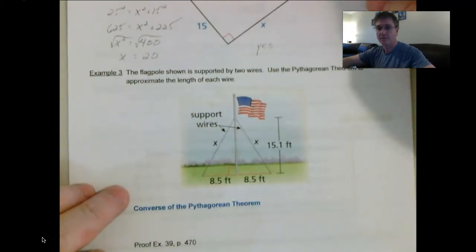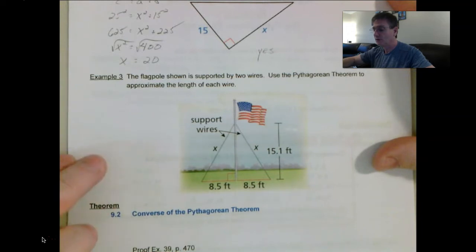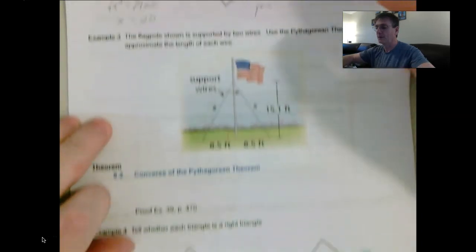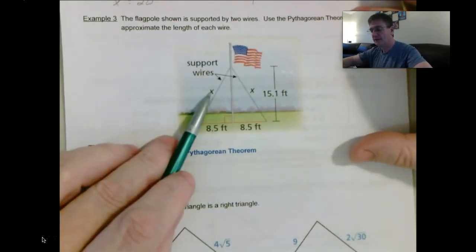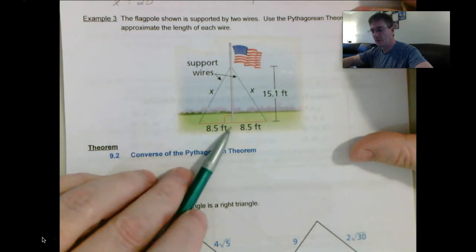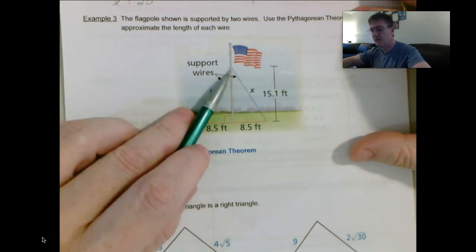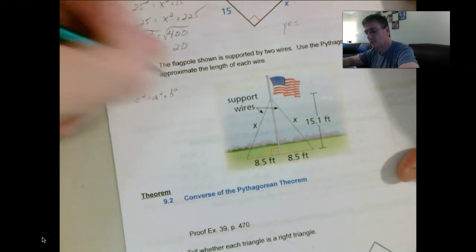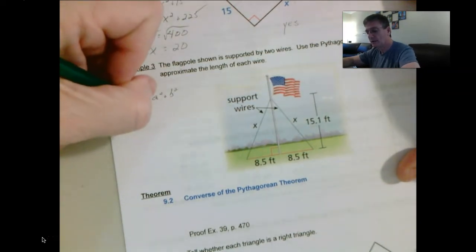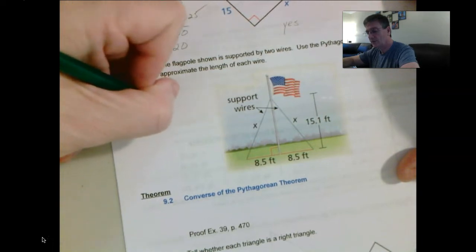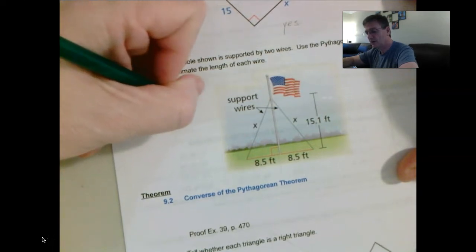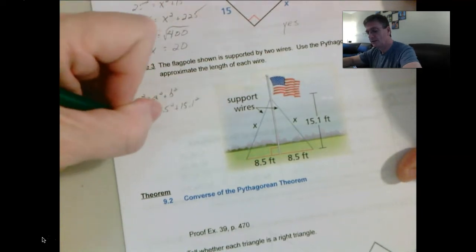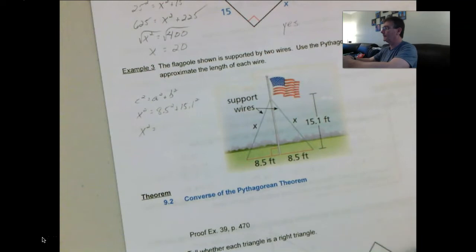Example 3. The flagpole shown is supported by 2 wires. Use the Pythagorean theorem to approximate the length of each wire. So, in this particular problem, x, again, is a hypotenuse. We have 8.5 feet here and 15.1 feet here. So again, we start with c squared equals a squared plus b squared. C squared in this problem is x squared, equals 8.5 squared plus 15.1 squared. Let me pull out my calculator.